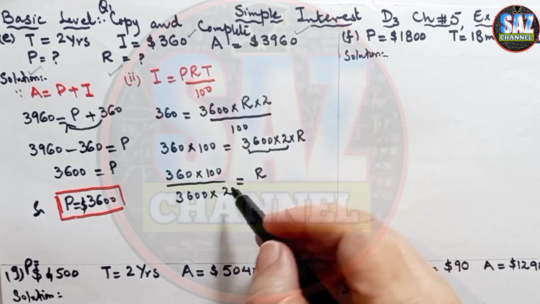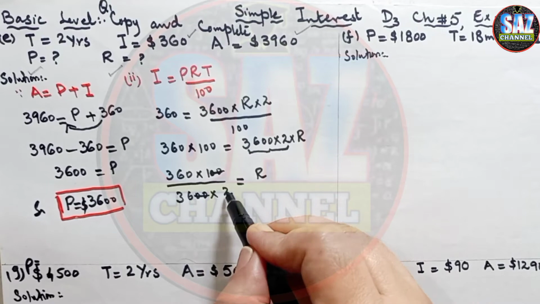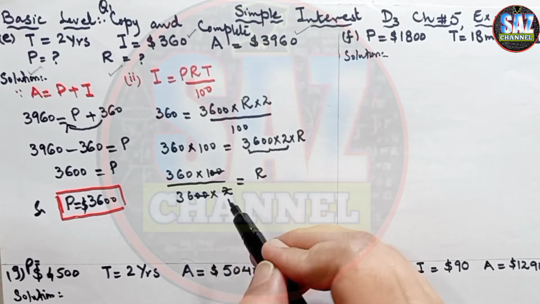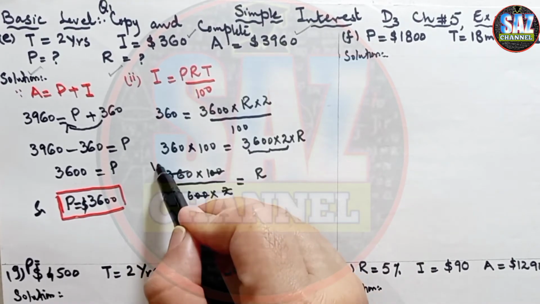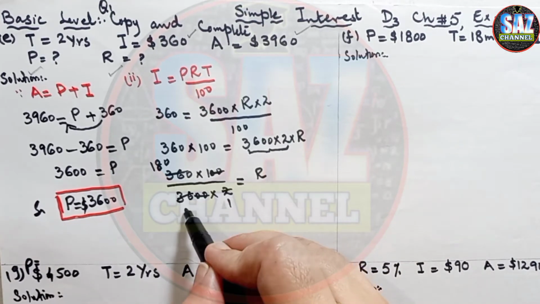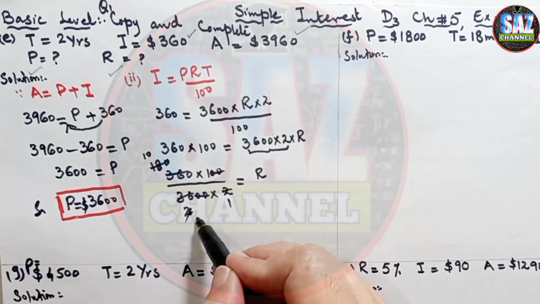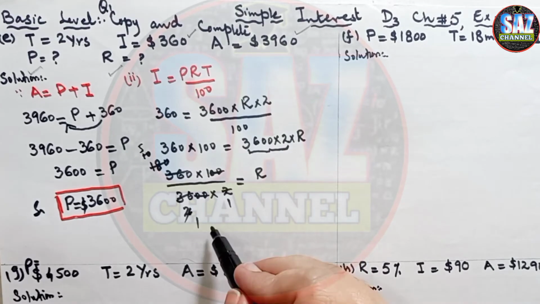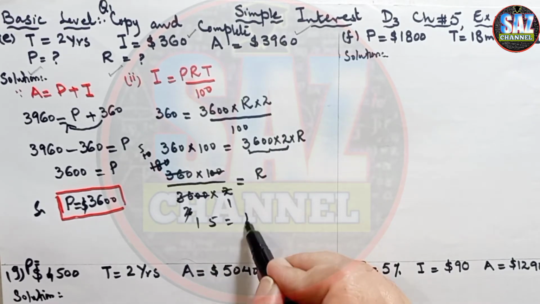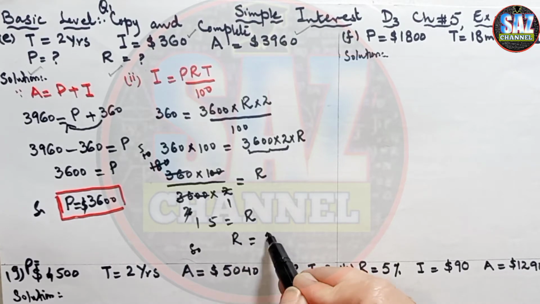And now what we can do is remove these two zeros with these two zeros, and I will be left with 2 in the denominator. 2 ones are 2, and 2 18s are 36 and 0, 180. Now 18 twos are 36 and 18 tens are 180, and 2 ones are 2 and 2 fives are 10, so the rate is 5%. So the rate for this question is 5%.